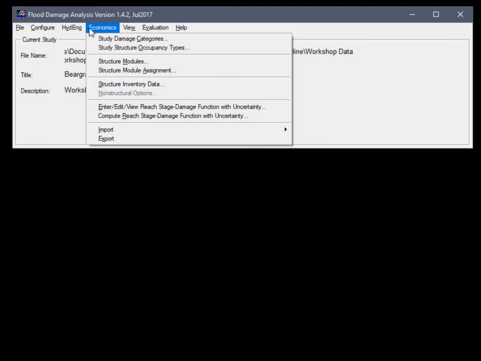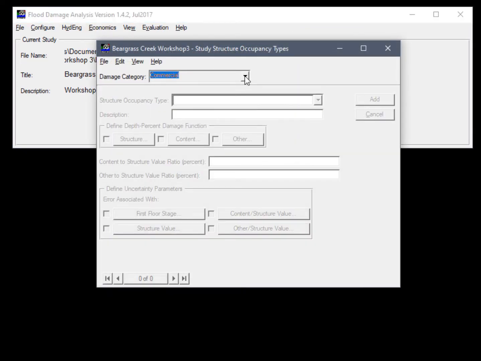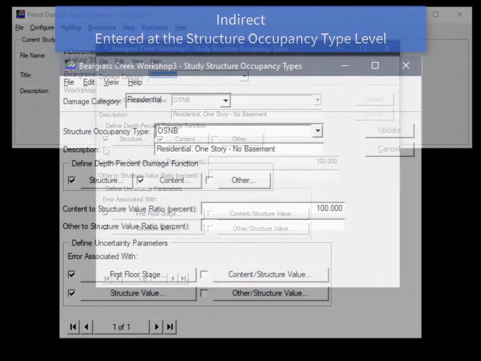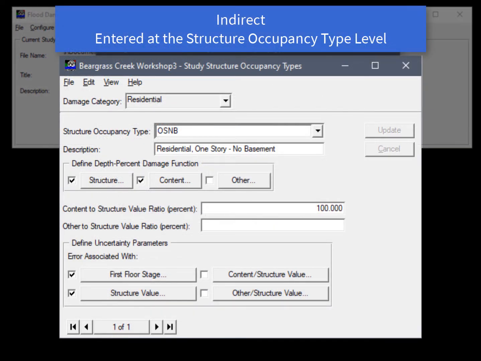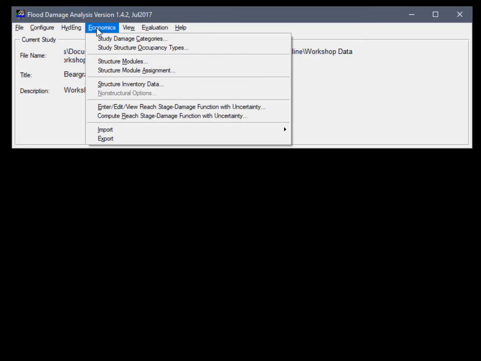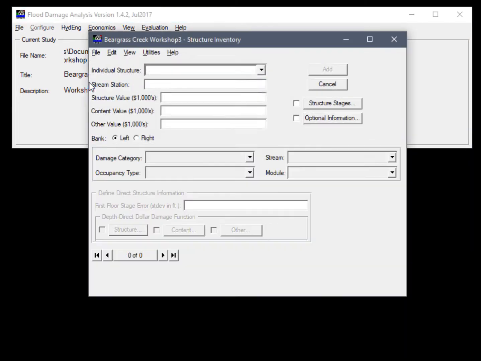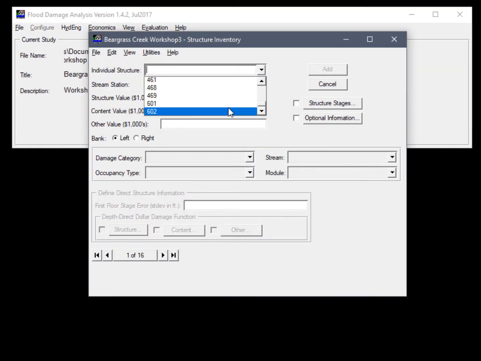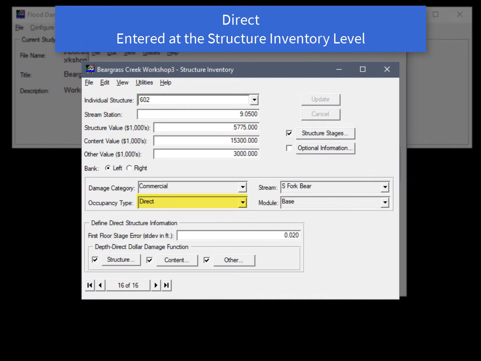Workshop 3 will teach you to enter and define both indirect and direct damage occupancy types. For indirect damage occupancy types, a distribution will be selected, such as a normal distribution, and its parameters will be entered, including the uncertainty variables. Direct damage occupancy types are entered in HEC-FDA at the structure inventory level. For the direct damage occupancy type, the stage dollar damage relationship will be entered, as well as a distribution defining the uncertainty.